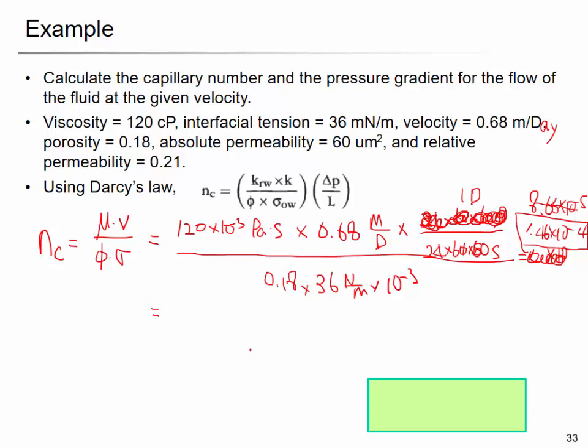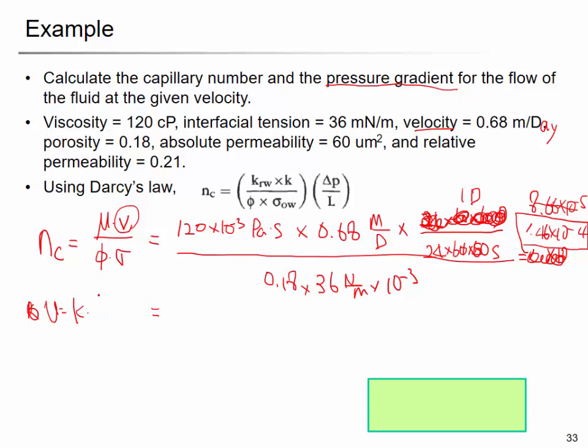And once you have the capillary number, the second question is, what will be the pressure gradient to have this capillary number and satisfy this fluid velocity? Then we can apply Darcy's law and replace this velocity term with Darcy's law. Then, what's Darcy's law?